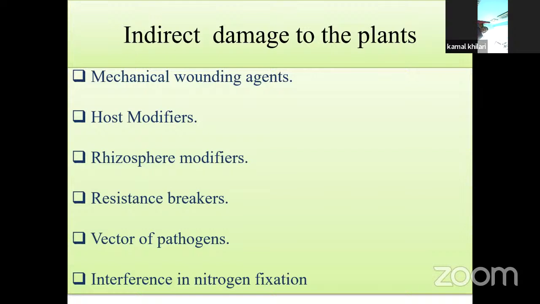So the nematodes play a very important role in the transportation of these viruses, and also interference in nitrogen fixation. As we are well aware, these symbiotic bacteria are very useful in nitrogen fixation, particularly in pulse crops. So if there is too much infestation of nematodes in such a crop where nitrogen fixation is going on, then nitrogen fixation may be hampered. So they may affect the nitrogen fixation also. So these are the different damages caused by these nematodes to the plants.